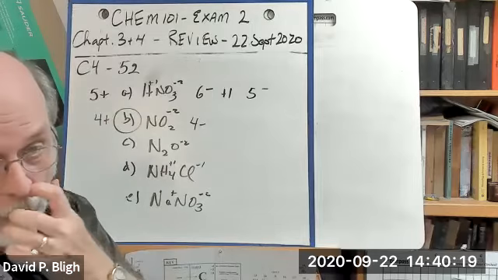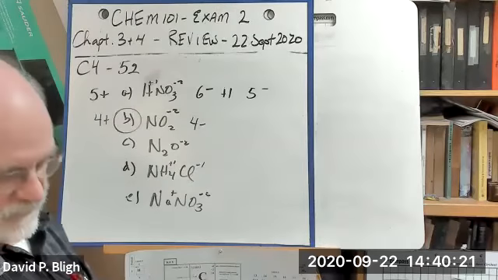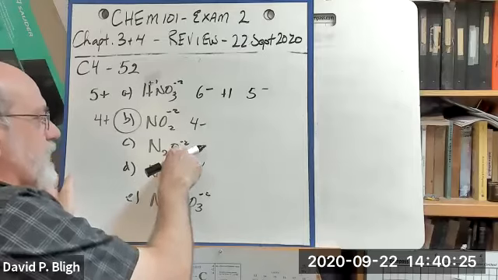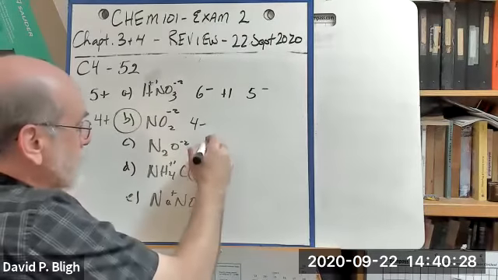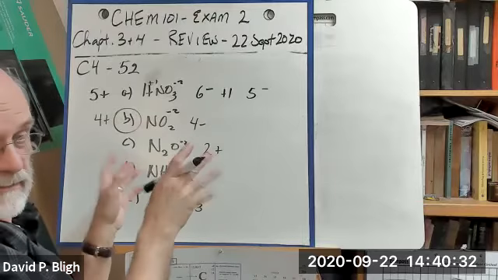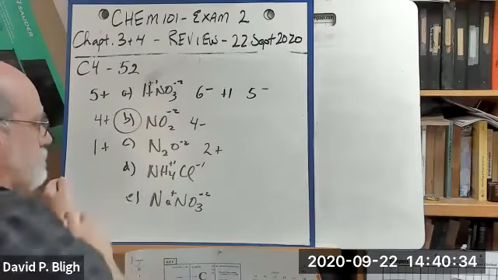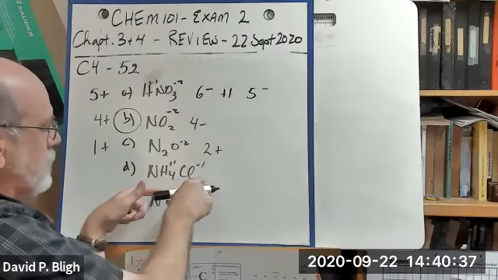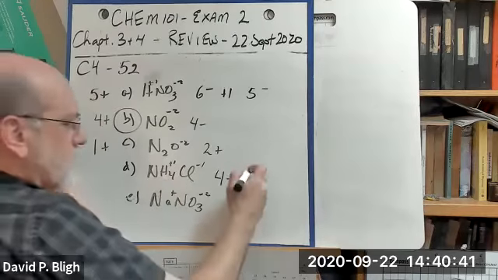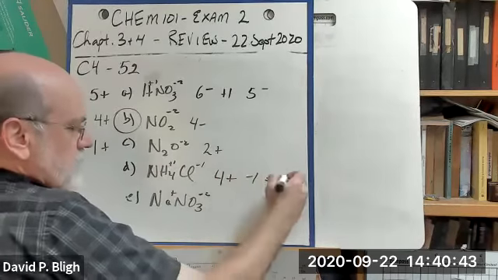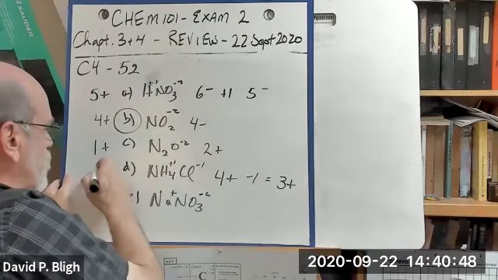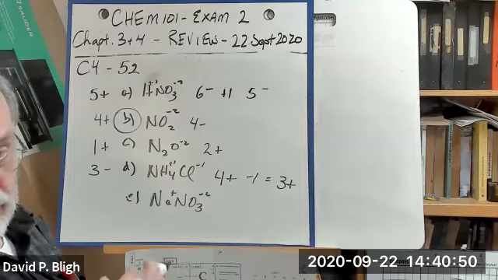That's our answer. But for giggles, let's just go and do the rest of them. This is 2-. It has to be balanced with 2 nitrogens at 2+, and each one of these nitrogens then has to be 1 plus. Chlorine is -1. 4 pluses from hydrogen, and a -1 is 3 pluses. So this nitrogen is 3 minus.